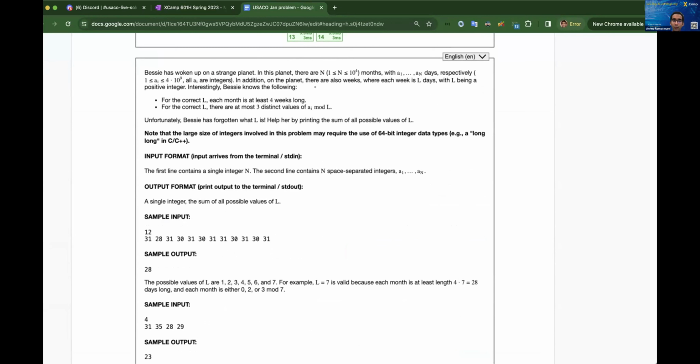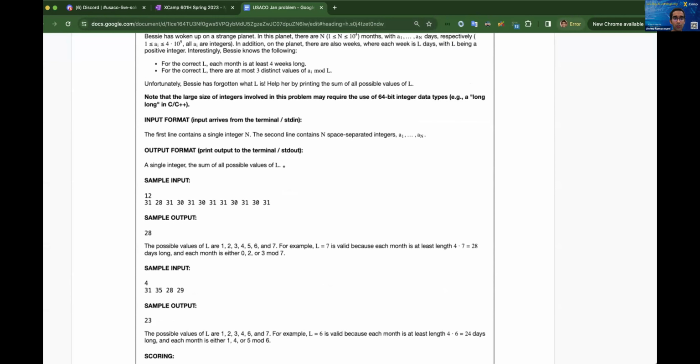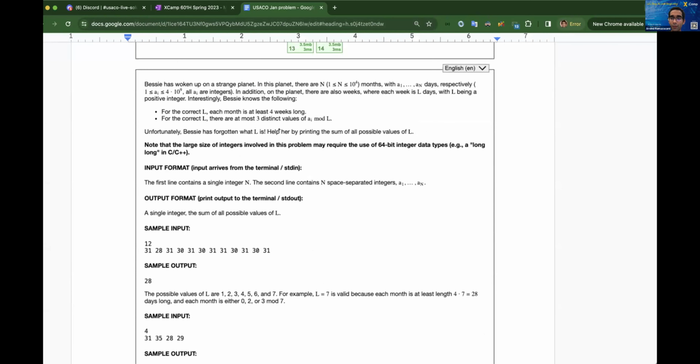So there are some conditions on the number of weeks that we can have. Each month is at least 4 weeks long, so basically each AI is at least 4 times L. And for the correct L, there are at most 3 distinct values of AI mod L. And it's asking you to find the sum of all the possible values of L.